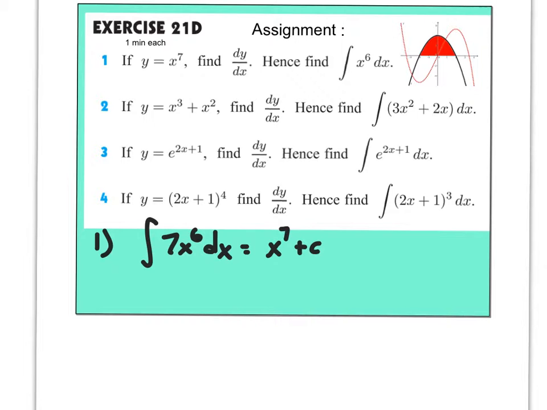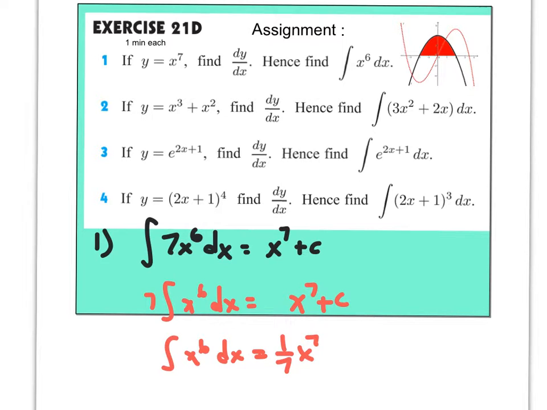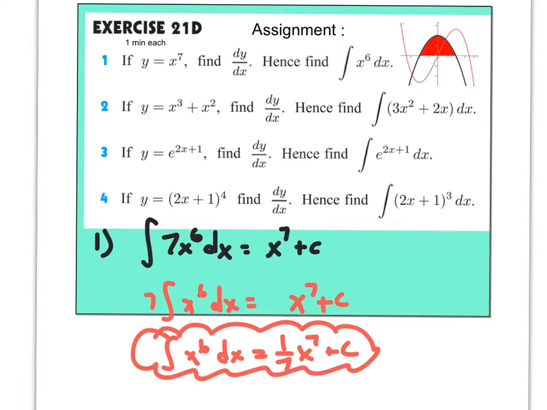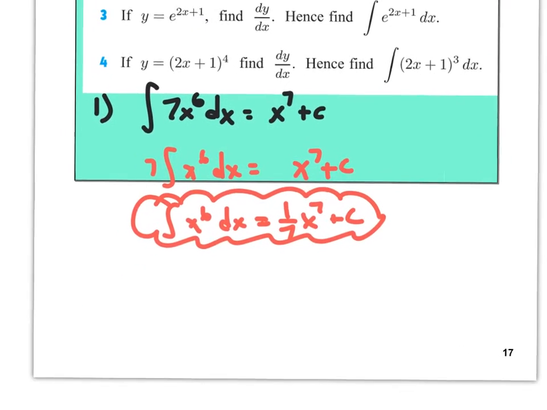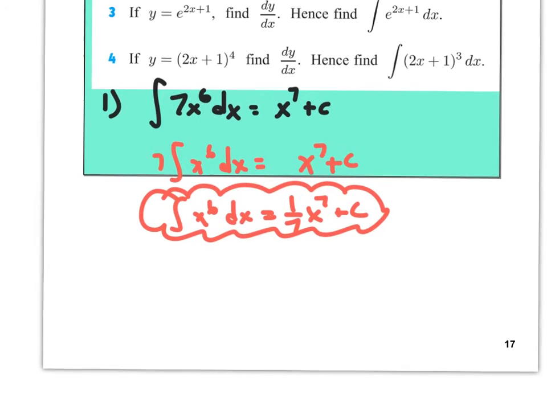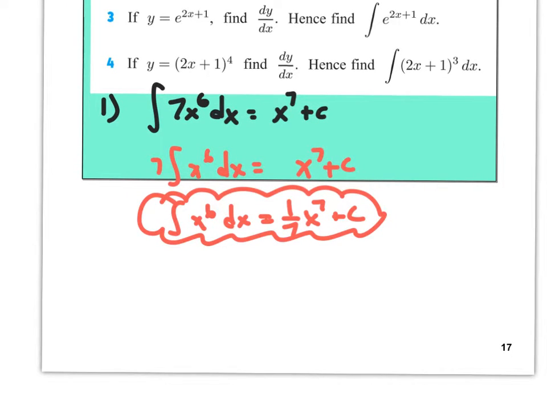Well, if I want x to the sixth, I would bring the 7 out in front. And therefore, to get that all alone and find the integral of x to the sixth dx, I would multiply by 1/7. And there you have it. Discovering integrals. Let's try one more. How about number 3?